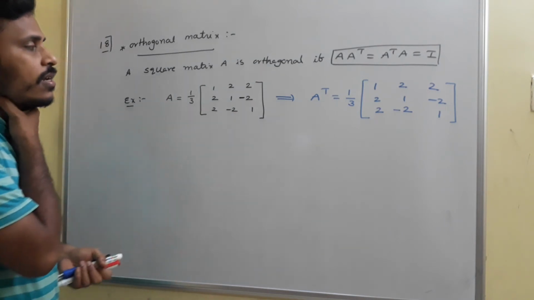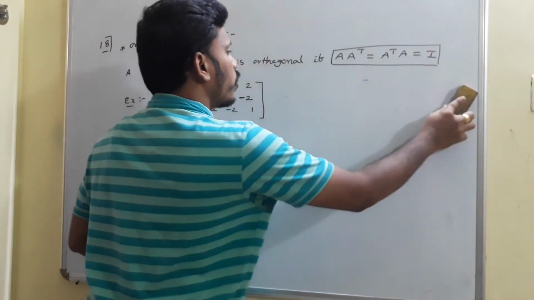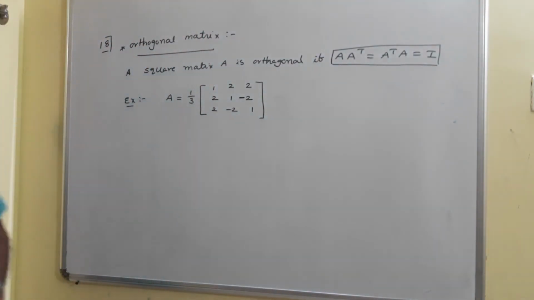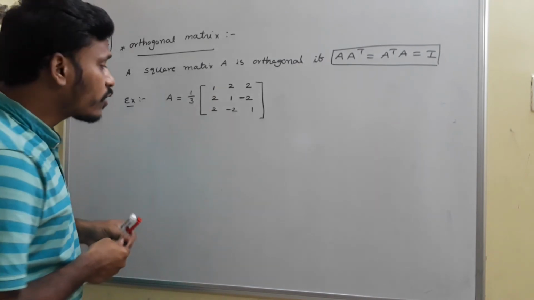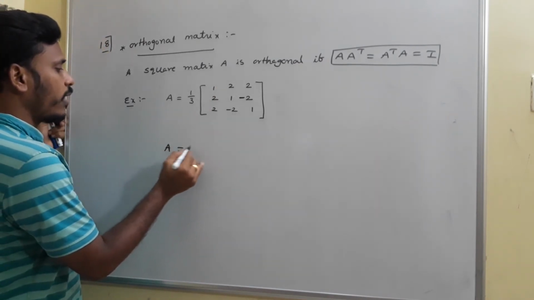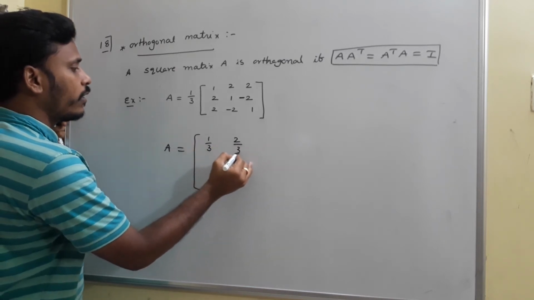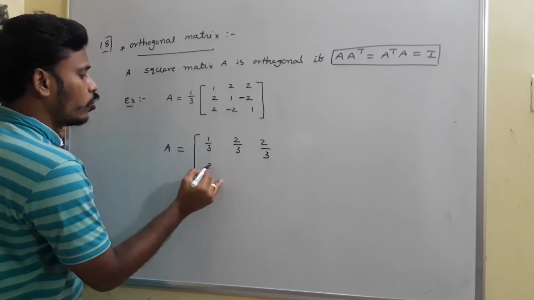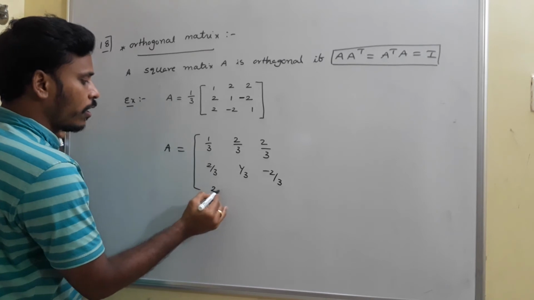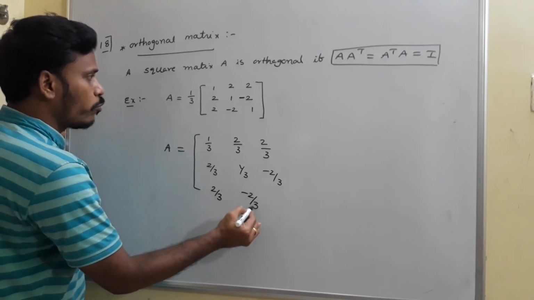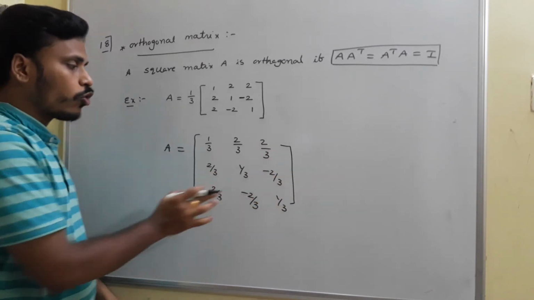Now the next thing is, this is an example of an orthogonal matrix. Let us observe the elements of this matrix. A is equal to 1/3 times this matrix. If I send the 1/3 into the matrix, then A becomes [1/3 2/3 2/3; 2/3 1/3 -2/3; 2/3 -2/3 1/3]. So at the end, this is the orthogonal matrix.